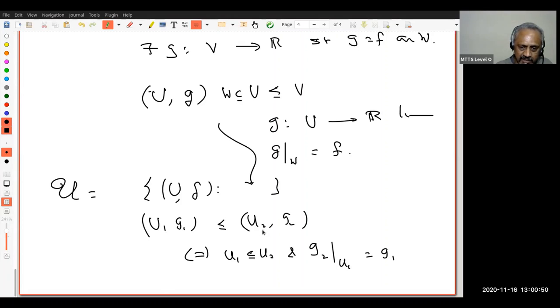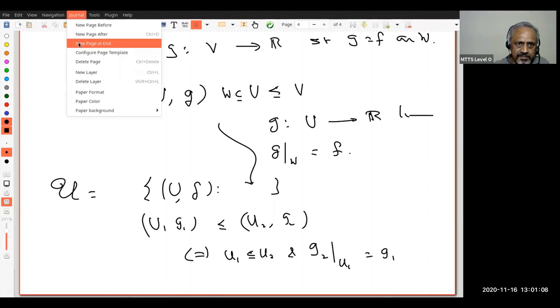Okay, U1 less than or equal to U2 is very easy. Now G1 is less than or equal to G2. How do I make sure? Okay, notice that G2 restricted to U1 must be G1. Therefore, naturally G2 also extends F. Okay, have you understood?